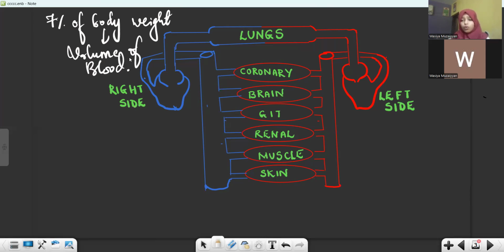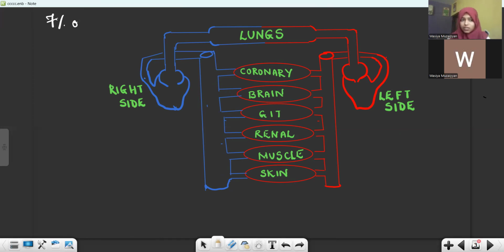So this is how it all works out. This is the rough diagram that I've drawn. So we have lungs, as I told you. From the lungs, and this is the left part of the heart, this is the right part of the heart, and how the circulation occurs, we are going to study that.